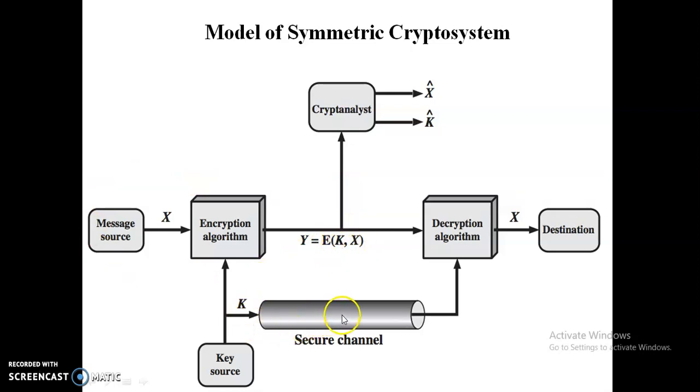This was traveled through a secure channel and reached the receiving side. On the receiving side, the receiver, that means the destination, decrypts the message from the ciphertext by the use of the same secret key, and they retrieve the plain text X.